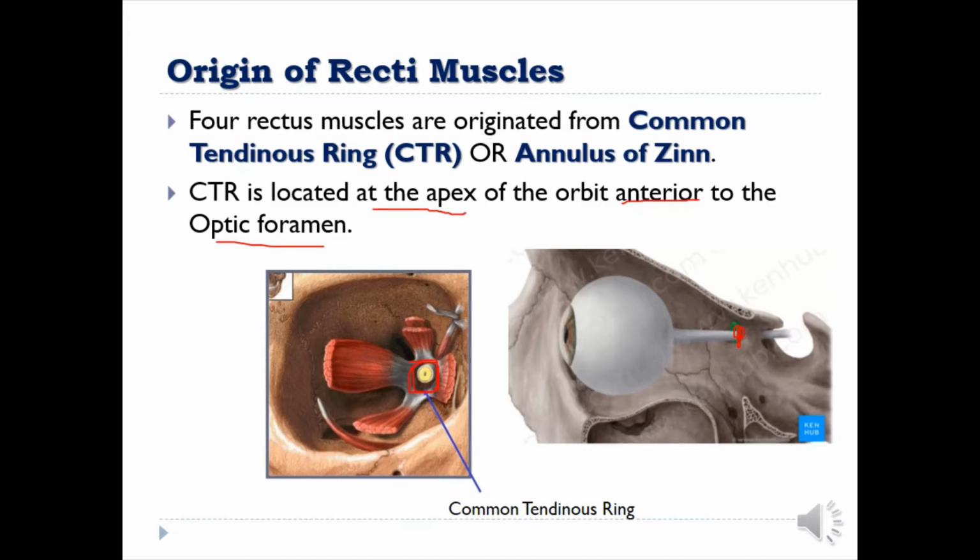So this will be superior rectus, this will be medial rectus, because this is the medial wall of the orbit. So if this is medial rectus, this is lateral rectus, this one is inferior rectus, and you can see there is one more muscle behind it, right? That is your levator palpebrae superioris. So remember, the rectus muscles are originating from the common tendinous ring, otherwise known as annulus of Zinn. So remember the name common tendinous ring, and where is it located? It is located in the apex of the orbit, and where is the apex of the orbit? That is anterior to the optic foramen.